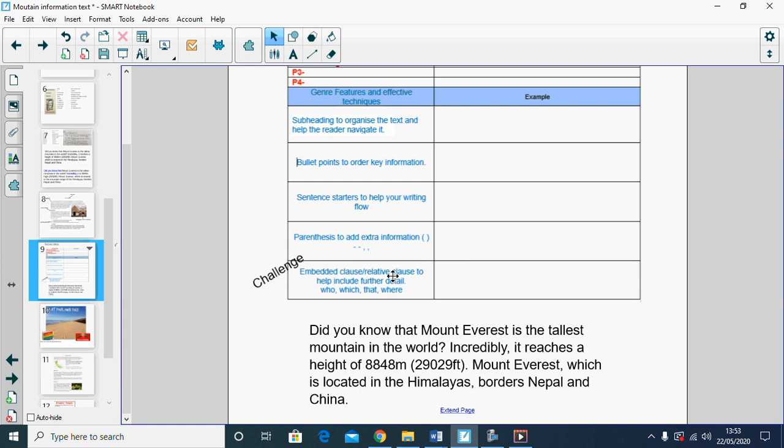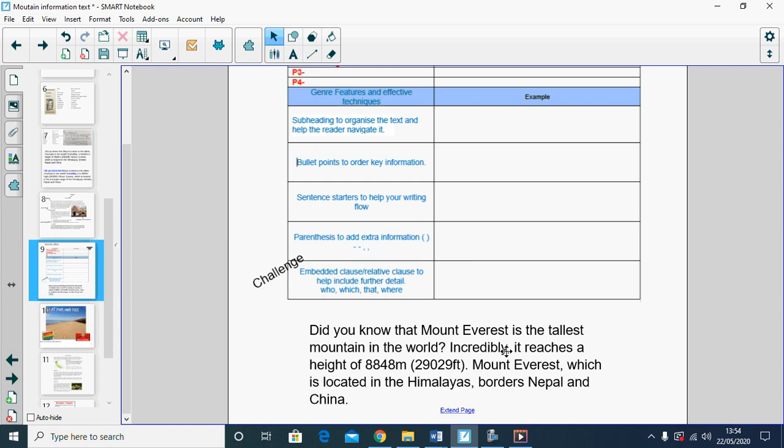So embedded clause is something that I like to say it's like squished up in bed. It's in the middle of your sentence, and it should normally include a relative pronoun. That's why it can also be called a relative clause. The relative pronoun is who, which, that, or where. So having a look at my text below, can you find the embedded clause in there? Can you find the who, the which, the that, or the where?